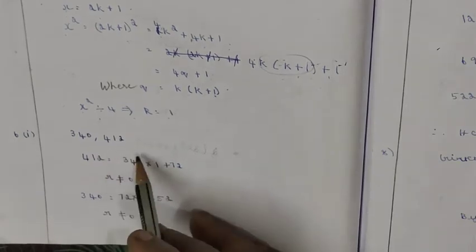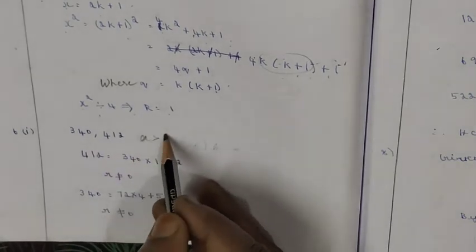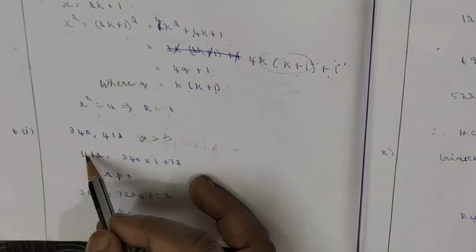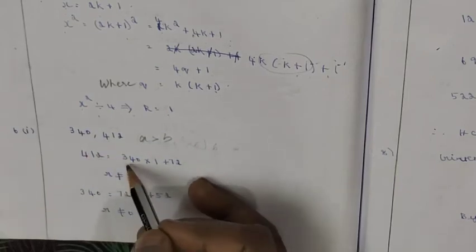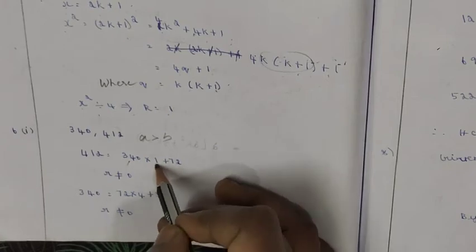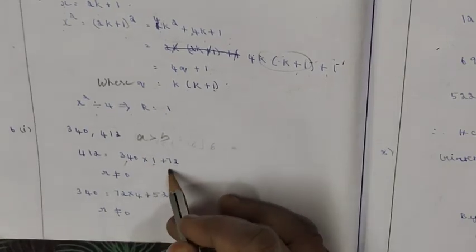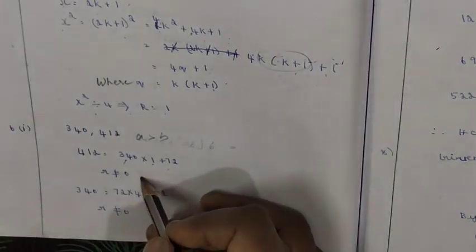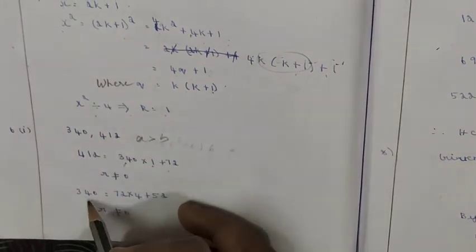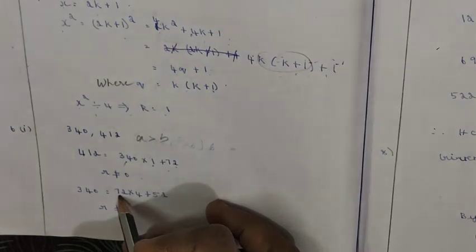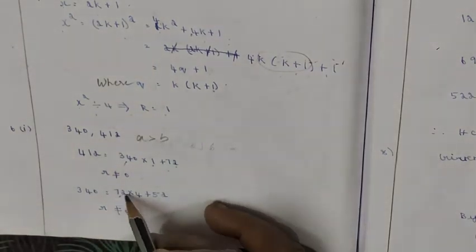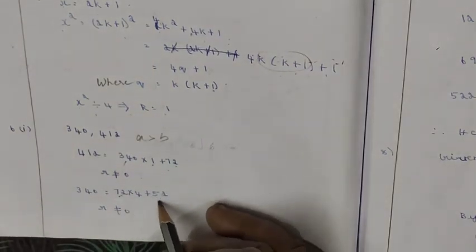340 and 412. Now since A is greater than B, first we take 412 and divide it by 340. The nearest quotient is 1 and the remainder is 72. Now r is not equal to 0. Again take 340 as the dividend and 72 as the divisor. So 340 equals 72 into 4 plus 52.